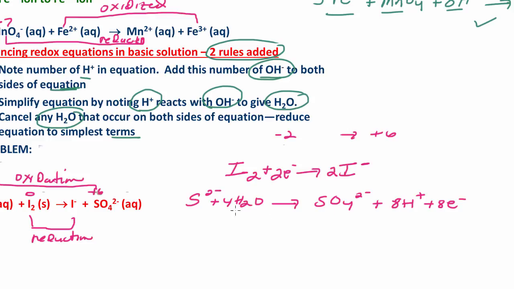So let's see, I think we have everything we need here. We're balanced in charge, and we're balanced in the number of atoms. So here I have 8 electrons, here I have 2 electrons. I'm going to multiply this through by 4. So what we'll have here is 4 of those. That'll give us 8 electrons, and 2 times 4, that's 8 of these.